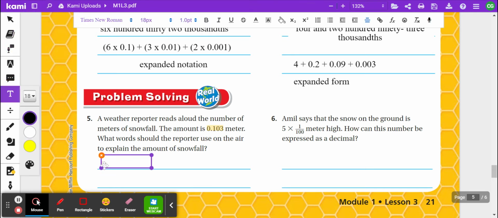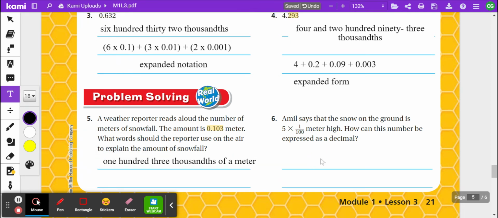What would he say? How would we say that? So we're going to say it's 103 thousandths of a meter. And that's how we would read it. Let's look at number 6.